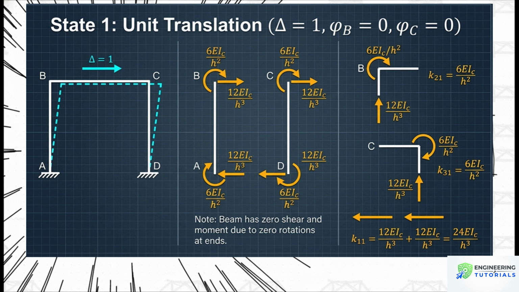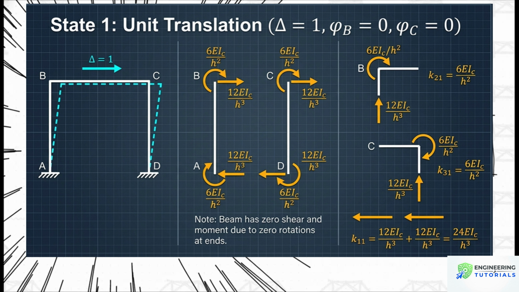Instead, we introduce a perfect 1 radian rotation only at corner B. Corner C stays completely locked. And yeah, you guessed it. Just like before, this analysis tells us exactly what forces and moments are needed to create that specific twist at joint B. The results from this calculation, well, that gives us the second column of our stiffness matrix.